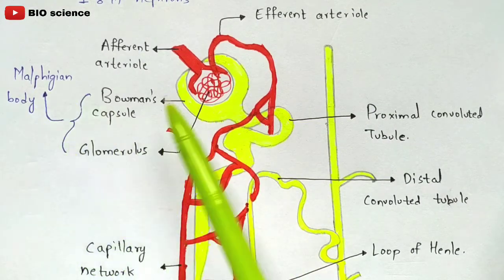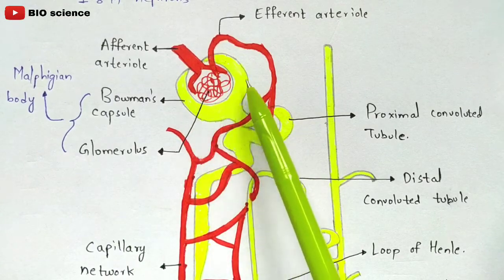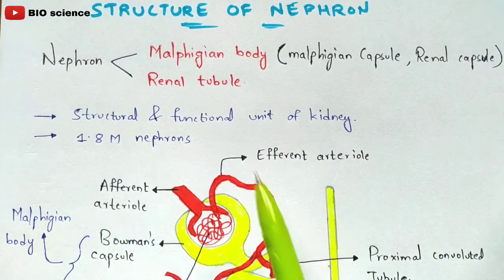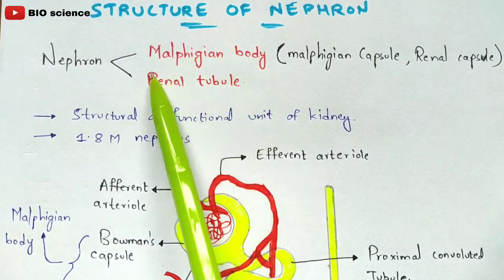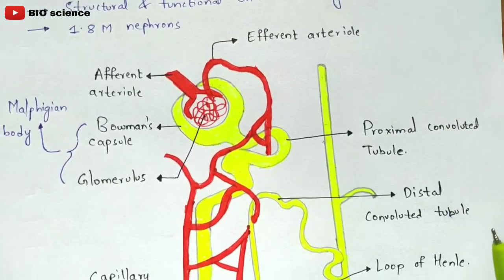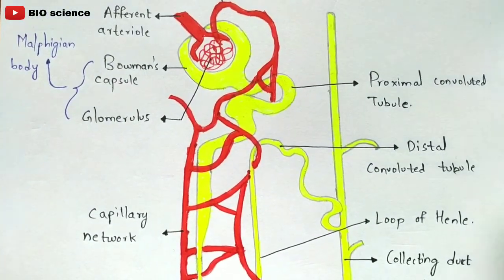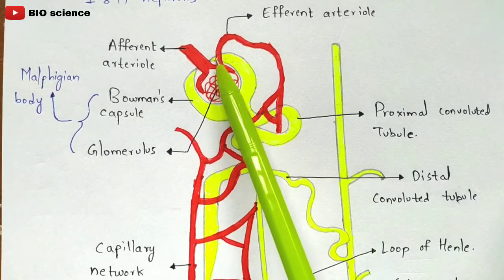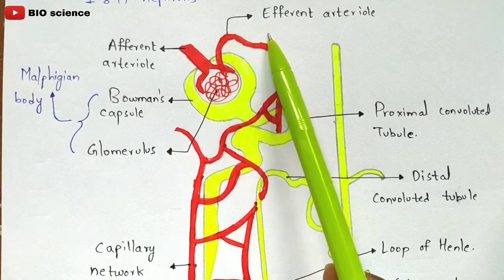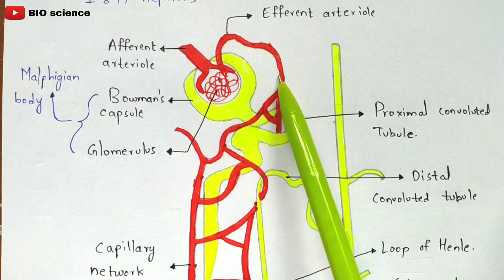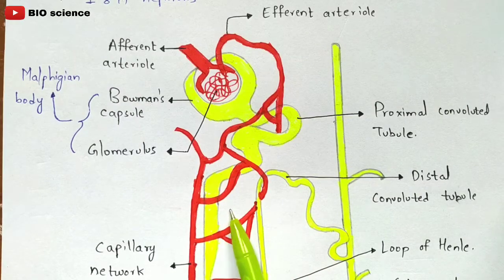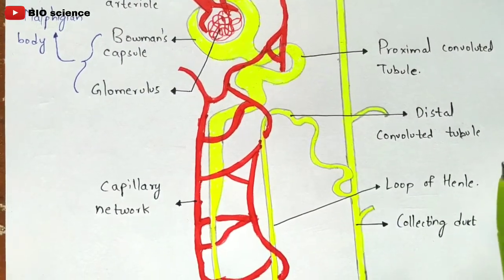So this is about the Malphigian body, right? This is the Malphigian body. Normally, as I have said, the nephron has two parts, the Malphigian body and the renal tubule. Till now I have explained the Malphigian body, so now let us discuss the renal tubule. Fine. So what happens here? The blood will enter into the efferent arteriole. This is the end point of the Bowman's capsule, right? So now the blood present in the efferent arteriole will enter into the remaining part. So what is the remaining part here? The renal tubule. Fine. So now let us discuss the renal tubule.